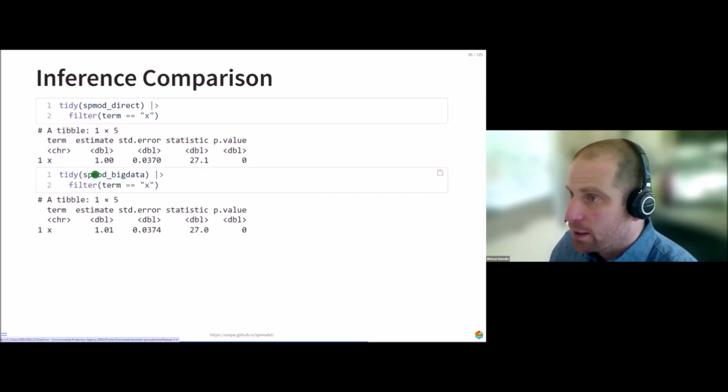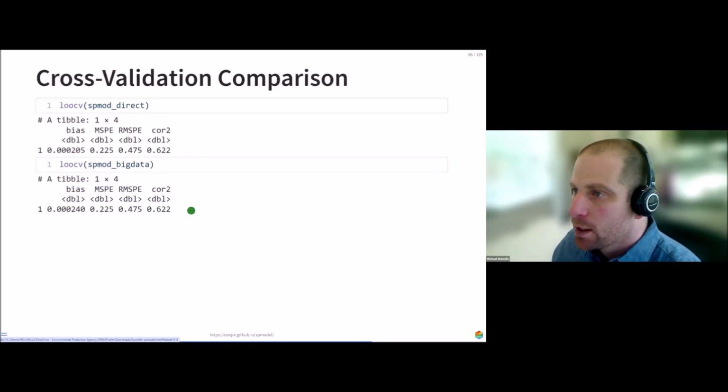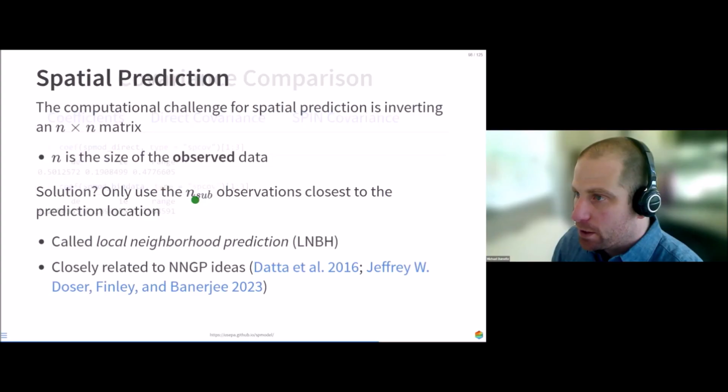On this example data, I fit using the direct method and the big data method. Notice that the estimates of the slope parameter are nearly identical, as are their standard errors, using the standard implementation and the big data. Same for leave one out cross-validation metrics, nearly identical. So the big data model is fitting nearly identically in a fraction of the time. I'm going to skip the spatial covariance.